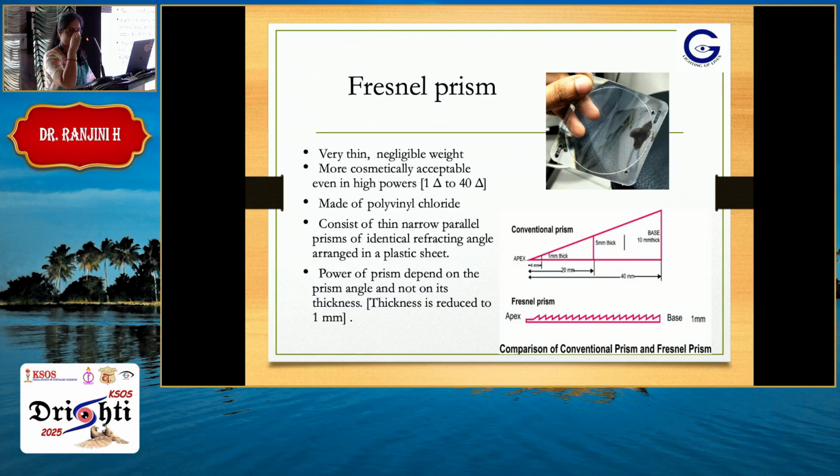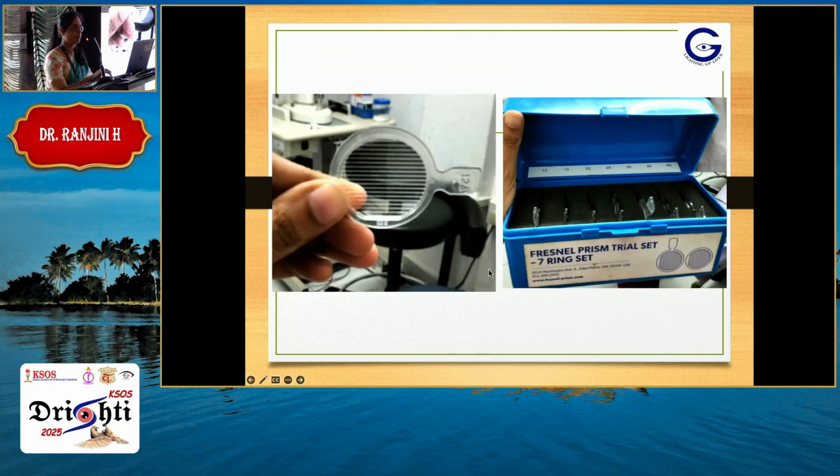A word about the Fresnel prism. As I told, it is thin, of negligible weight, and cosmetically acceptable even in higher prisms. It is made of polyvinyl chloride and consists of narrow parallel prisms of identical refractive angle arranged in a plastic sheet. So the power of the prism depends on its angle, not on its thickness. This is a Fresnel prism trial set.